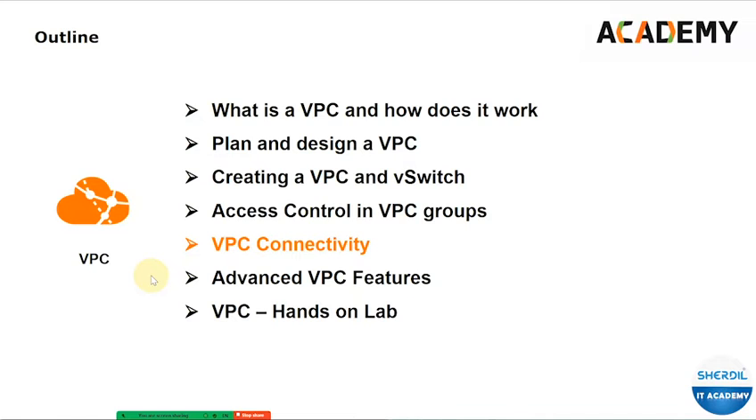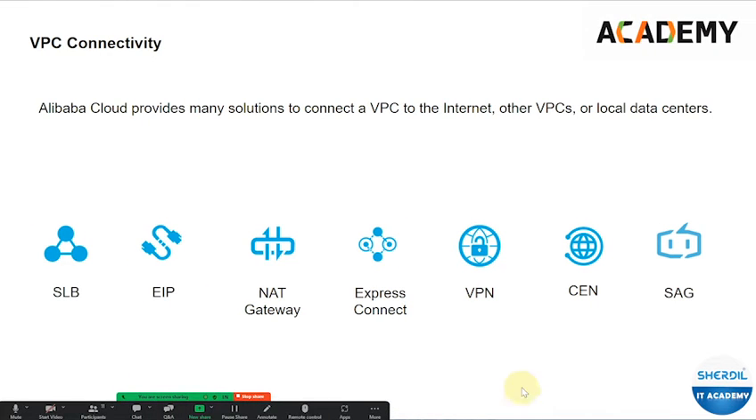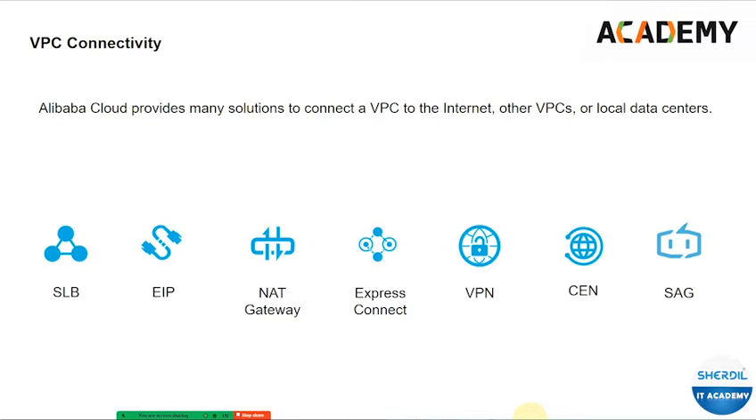Now let's talk about the VPC connectivity. To connect the VPC with the correct links, we have multiple options. One is the SLB, Elastic IP, NAT Gateway, Express Connect, VPN, CEN, and the Security Access Group. So Alibaba Cloud provides many solutions to connect a VPC to the internet or other local data centers. So let's discuss the services one by one.